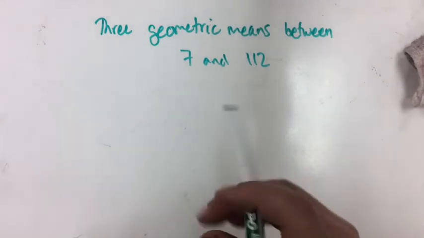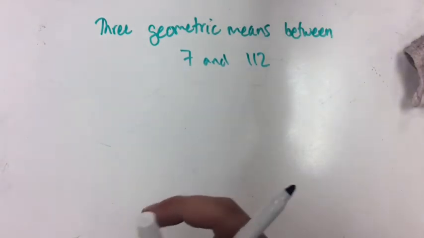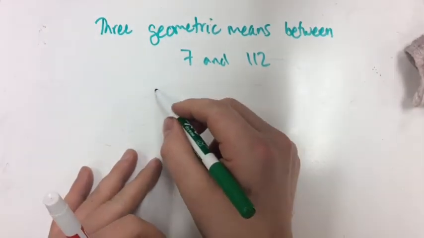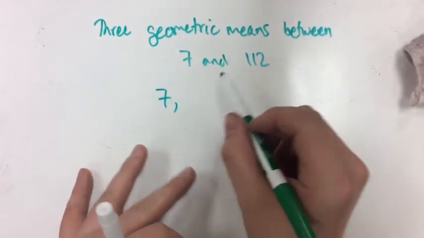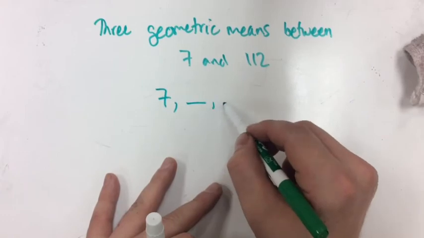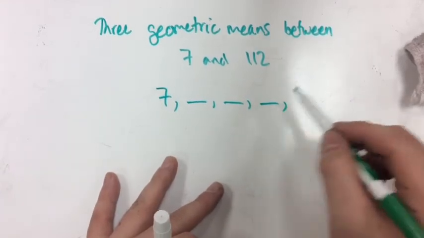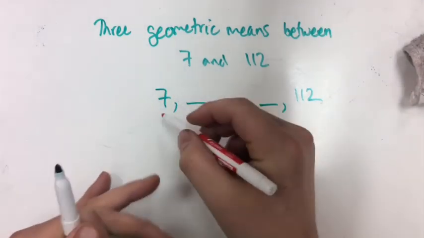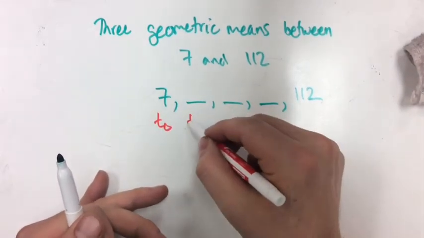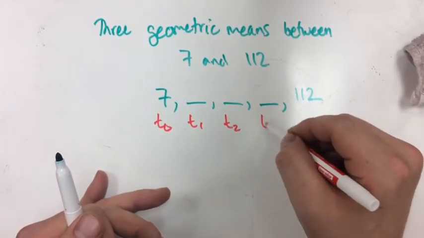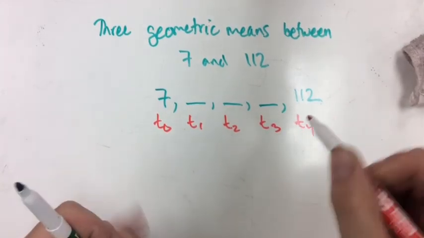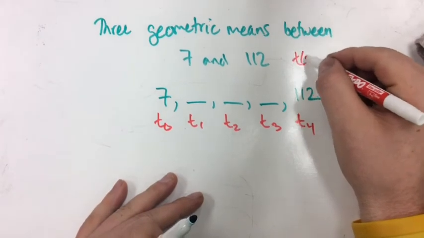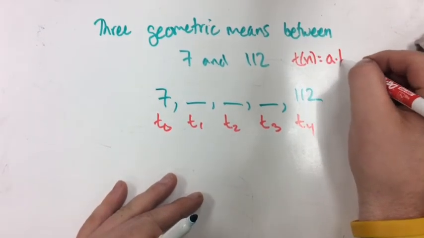Okay, so this problem asks for 3 geometric means between 7 and 112. So the first thing I do is I write my sequence. So I know 7. They're asking for 3 geometric means, so 1, 2, 3, and then 112. Then I write in my term numbers: T of 0, T of 1, T of 2, T of 3, T of 4. Since it's a geometric sequence, I know it's going to look like an exponential equation.